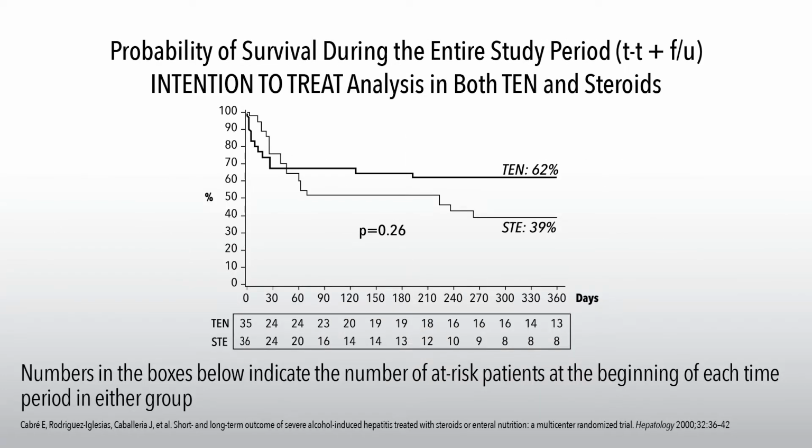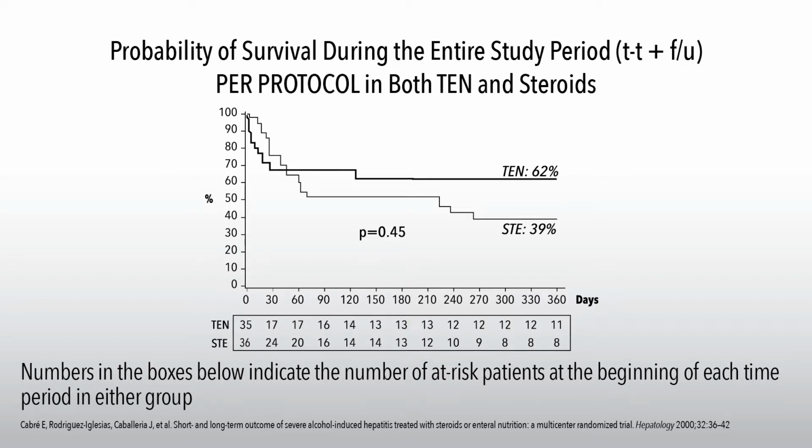This is the difference in survival, 62% versus standard at 40%. Now, this did not reach statistical significance, probably due to the fact that it was underpowered, but I still believe that this has a benefit that outweighs risks. A little bit more here about probability of survival during the entire period. You're looking again at better survival in the enteral nutrition versus the standard treatment group.